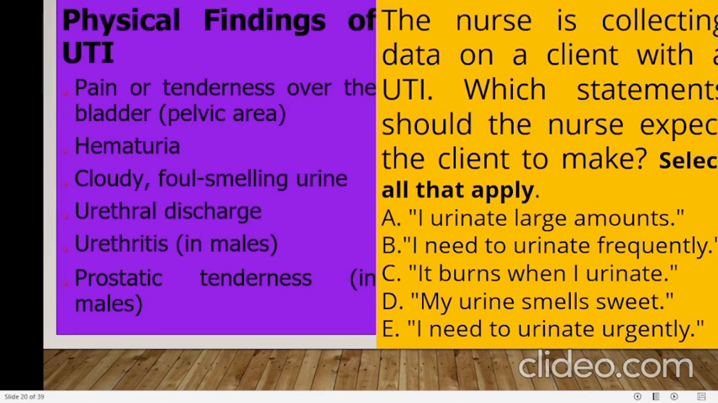Every 4 to 6 hours when you're awake, yeah? Or within 15 minutes before and after sex, yeah? D: My urine smells sweet. Uh-oh, this is for diabetes. E: I need to urinate urgently. You don't need to do that. So the correct answer is A, B, and C.